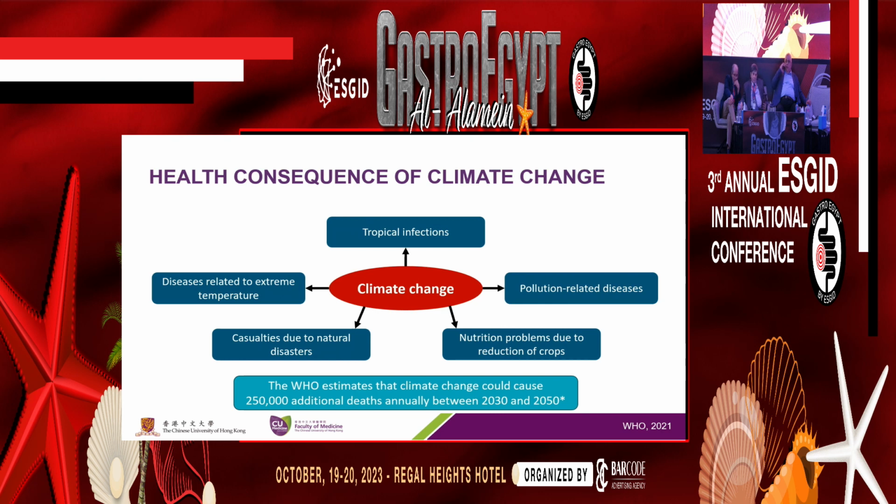This topic is so relevant to us because climate change could cause significant health consequences. These include tropical infections, pollution-related diseases, nutritional problems, casualties due to natural disasters, and disease related to extreme temperatures such as heat stroke. The World Health Organization estimates that climate change could cause 250,000 additional deaths annually between the year 2030 and 2050.